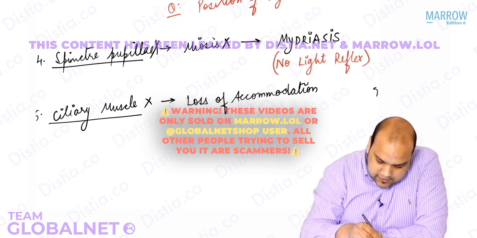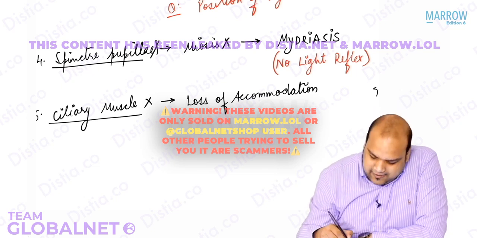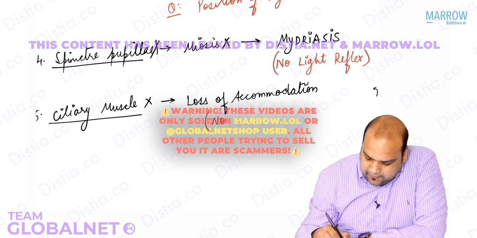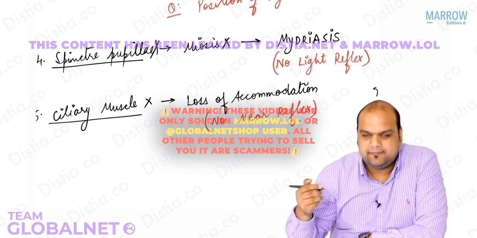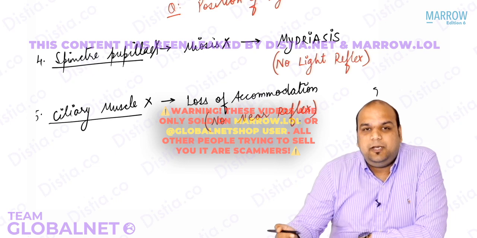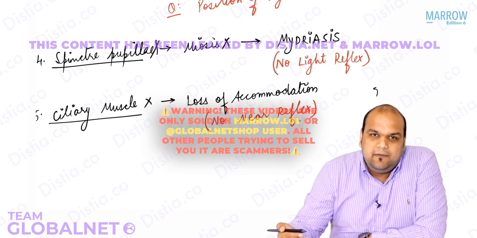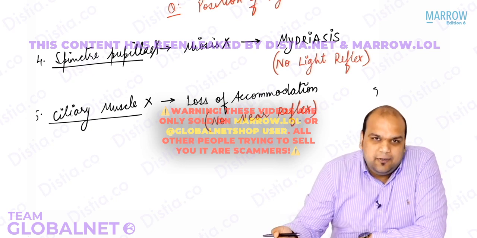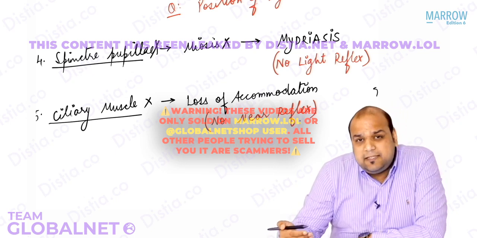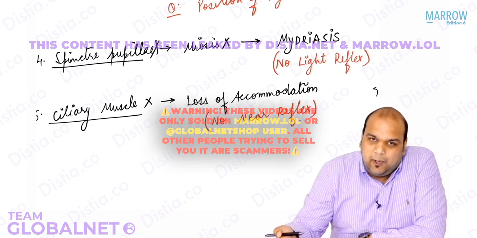Loss of accommodation. Or if I write it in a fancy way, accommodation reflex, or accommodation, is a part of near reflex. So I will say there is no near reflex. So it is just the way that the question is being asked. See, the information remains the same. We just need to be able to think of the ways the options are being framed. That's all, guys. Okay. So there is no light reflex. There is no near reflex. We know that there will be mydriasis and there will be loss of accommodation.